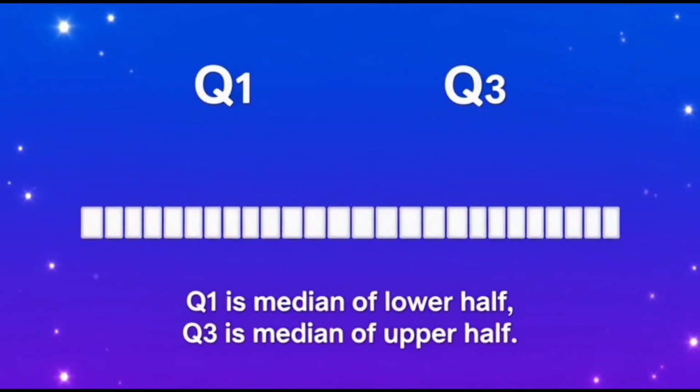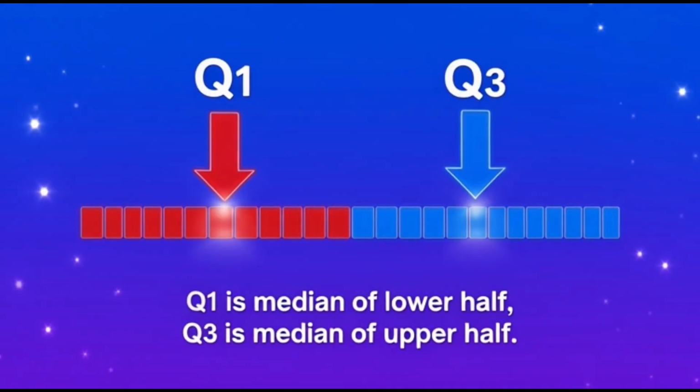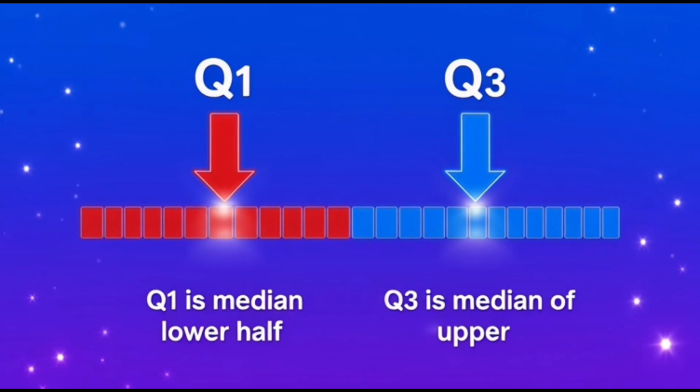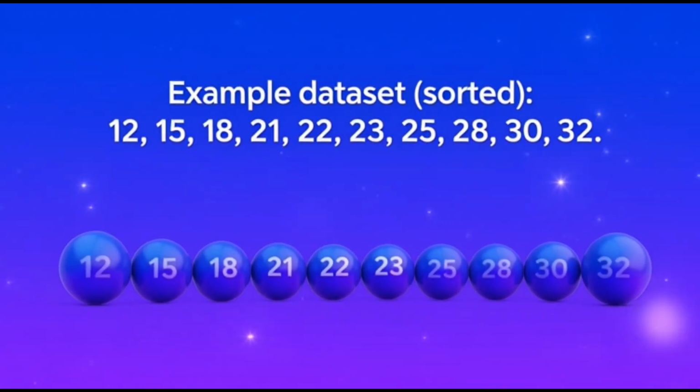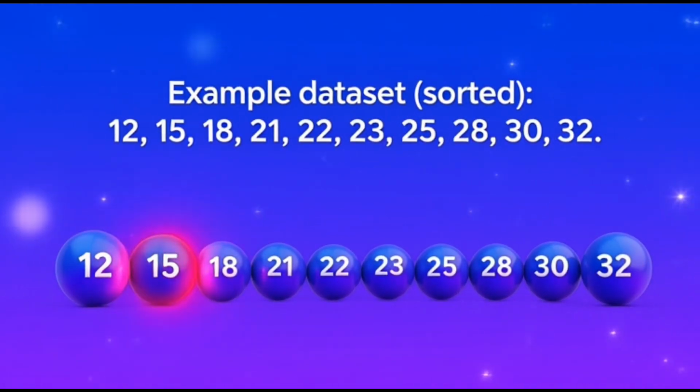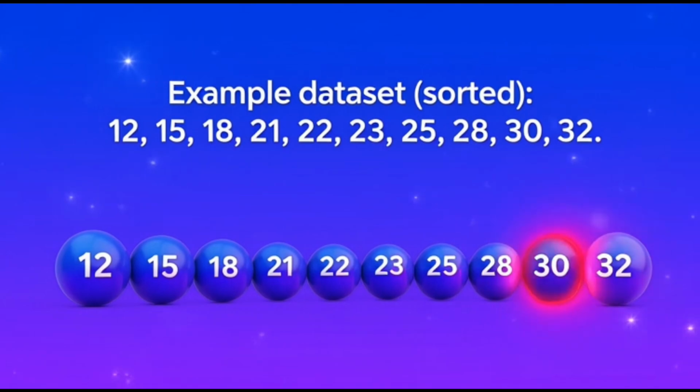Q1 is the median of the lower half of sorted data. Q3 is the median of the upper half. Let's calculate with this data set: 12, 15, 18, 21, 22, 23, 25, 28, 30, 32.